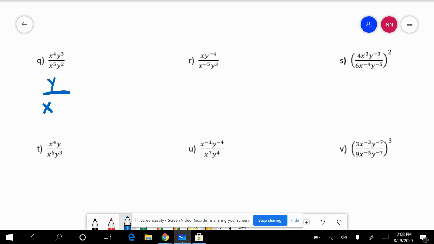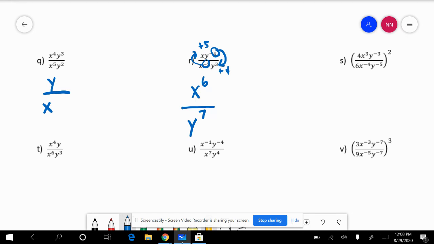Now for this one, since that's a negative, we're going to bring it up, and it becomes a positive 5. So that would be x to the 6th. This right here is a negative, so we bring it down. It becomes a positive 4. So that means that it's y to the 7th.